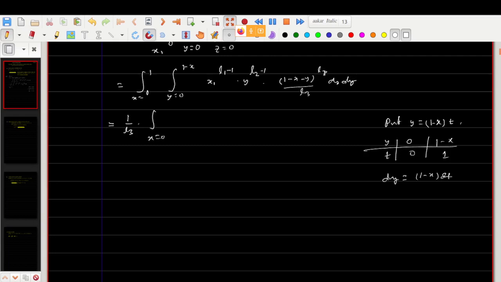So put all this information here. You get x from 0 to 1, t from 0 to 1, x to the power L1 minus 1. Now put the value of y, so that will be 1 minus x whole power L2 minus 1, t to the power L2 minus 1, 1 minus x minus 1 minus x times t whole power L3. dx will obviously be there, but corresponding to dy, another term will be there.